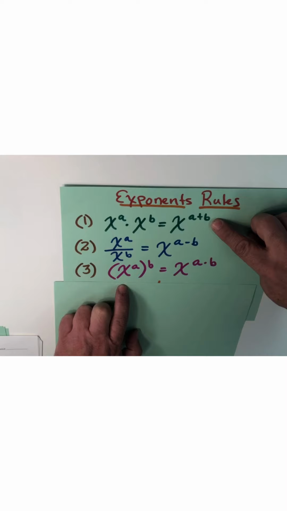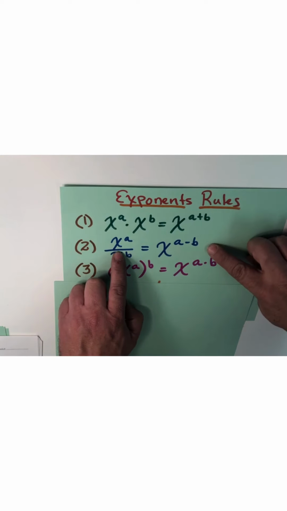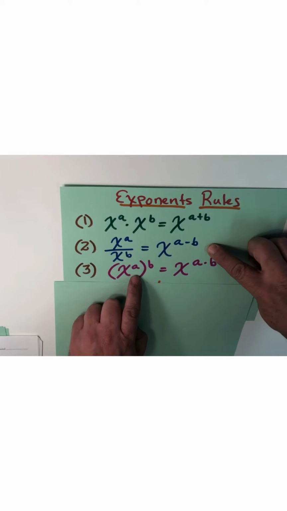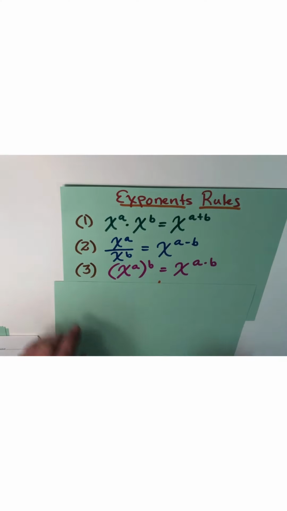This is known as the product rule because you're multiplying. This is known as the quotient rule because you are dividing. And this is known as the power rule because you are raising to a higher power, and therefore you multiply. Okay, so those were the rules of exponents.